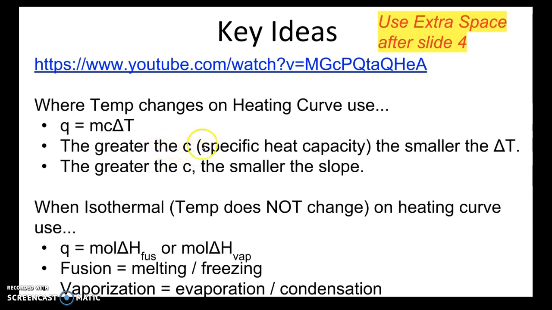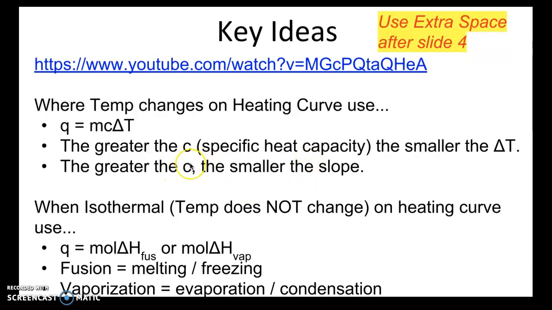The other thing to note is that the greater the specific heat capacity, the smaller the change in temperature is going to be. And so that means that the greater the C, the smaller the slope. Remember, slope is delta Y over delta X. And since delta T represents our delta Y, since temperature is on the Y-axis, slope is delta T over change in heat. If you have a large heat capacity, you have a smaller change in temperature, as you may remember from the definition of heat capacity. So that means you're going to have a smaller slope.